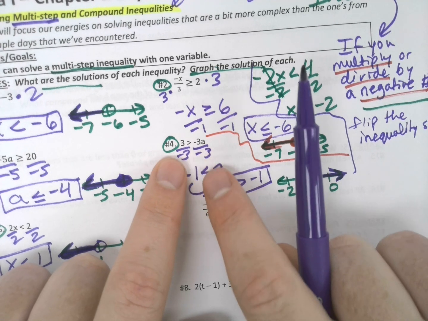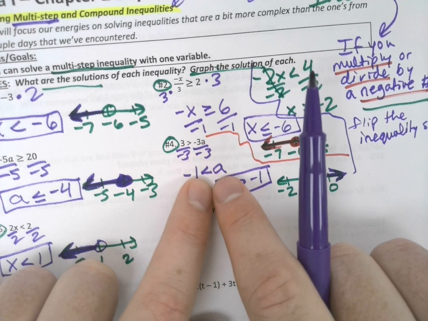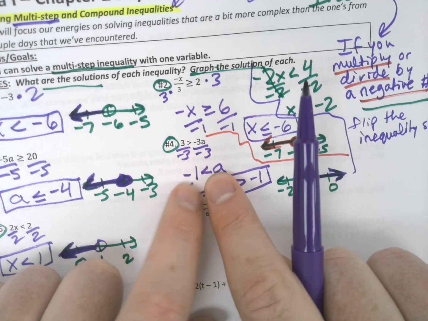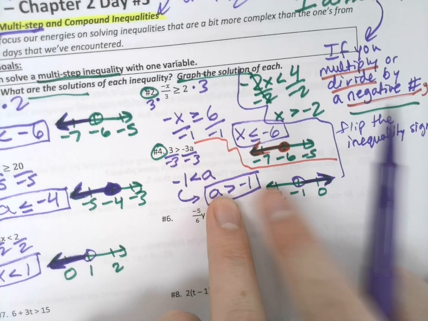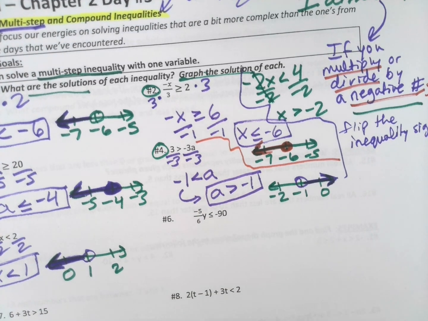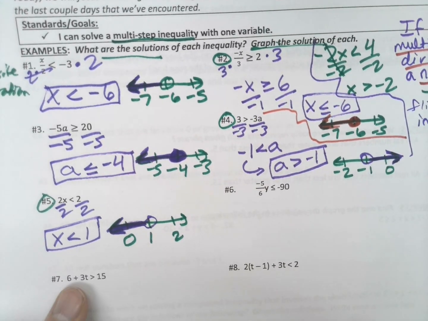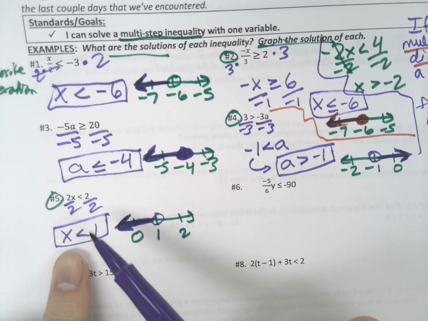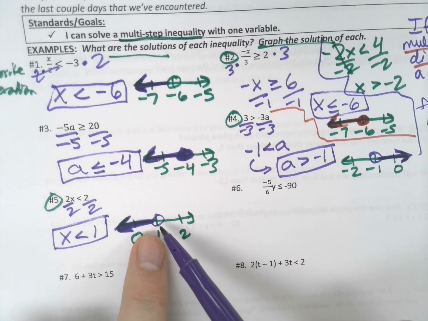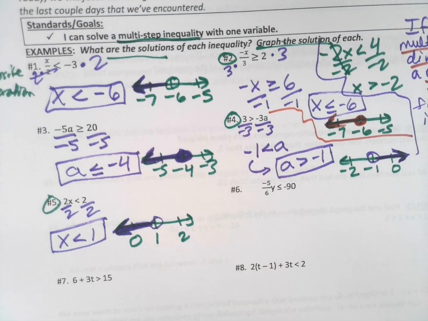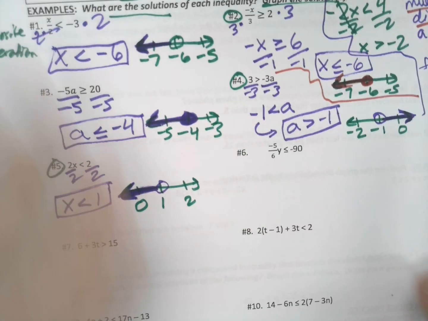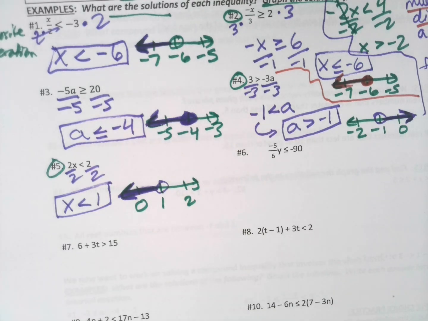Number 4, divide by negative 3. Ooh, flip the sign. A is greater than negative 1. I chose to write it like this, so we can follow the arrow going to the right. Number 5, divide by 2. Keep this one nice and simple. X is less than 1, so we're shading to the left, going left towards 0, negative 1, and all those good numbers. And so, guys, there's just, I would say, 1, 2, maybe 3 problems left I want to look at with you guys before I turn you loose.